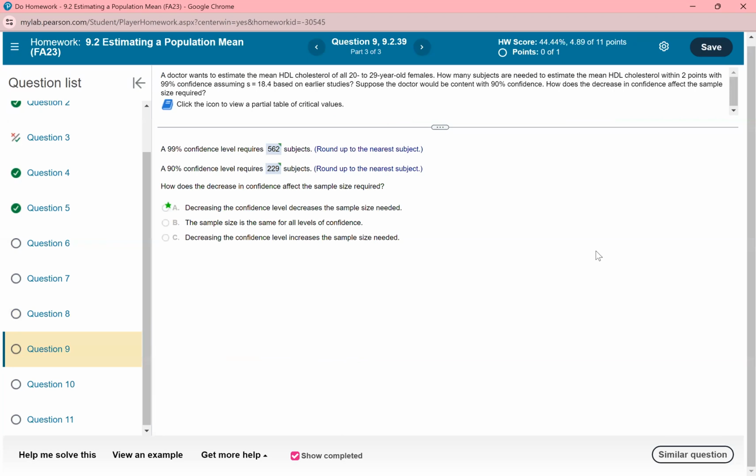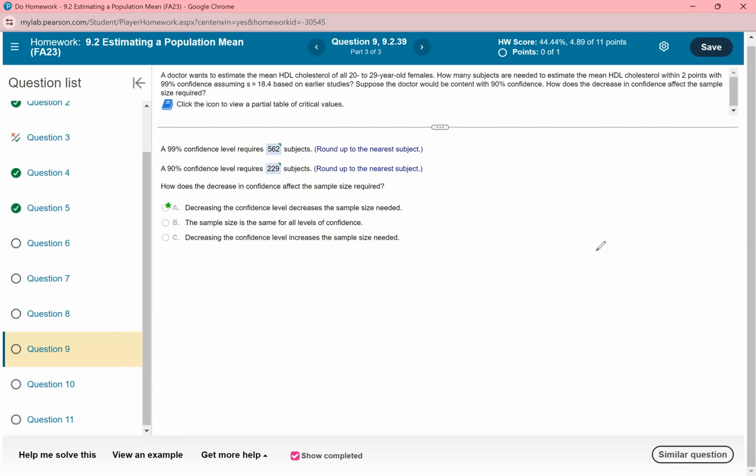He wants to estimate the mean HDL cholesterol level for 20 to 29-year-old females. How many subjects are needed? That means find sample size. To be within 2 points, not 2%, within 2 points, with a 99% confidence interval, assuming S is 18.4 based on earlier studies. Suppose the doctor then will be content with 90% confidence. So how large of a sample would he need then? So how does the decrease in confidence affect the sample size required?